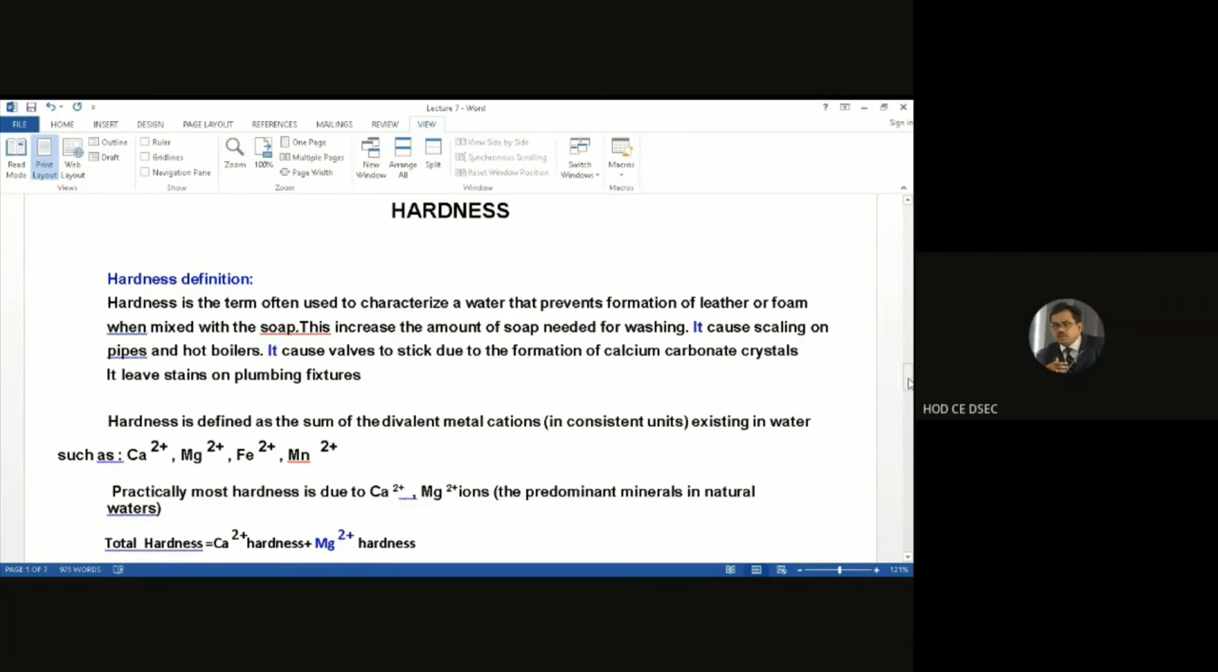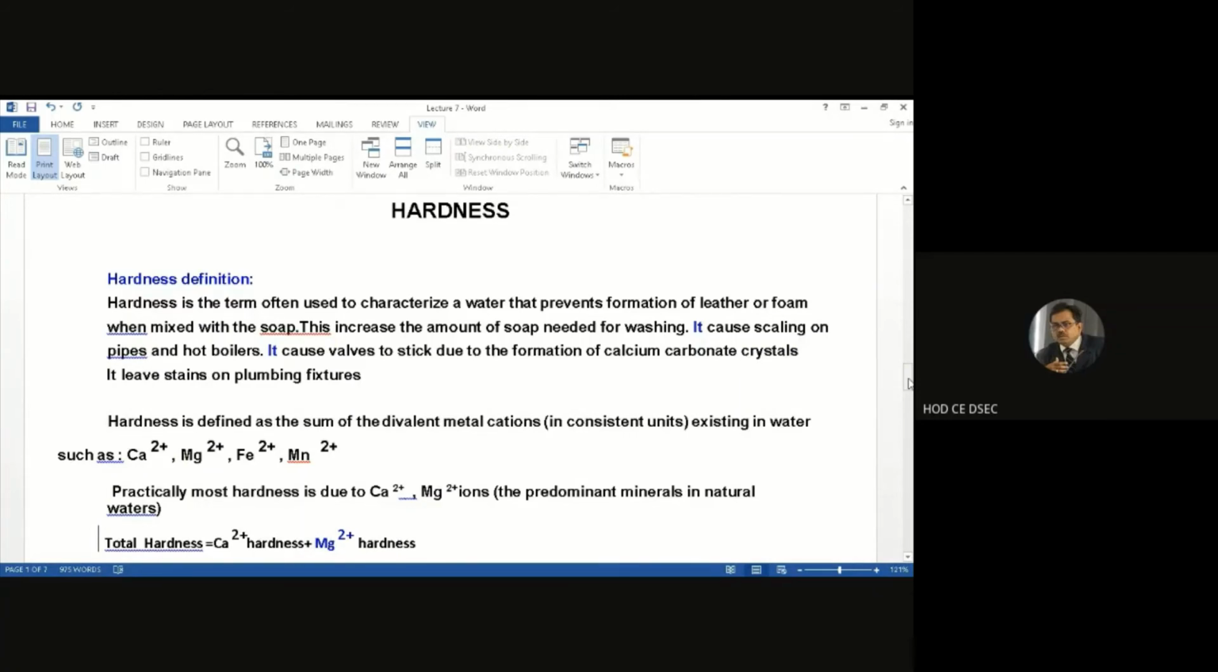Let's discuss the definition of hardness. What is hardness? As I told you at the very beginning, in the introduction to characterization, hardness is basically a property of water which indicates the resistance of water against the formation of foam or lather while using it. What does it mean? Hardness prevents the formation of lather or foam when water is mixed with soap. This is the only mechanism, by mixing with soap.